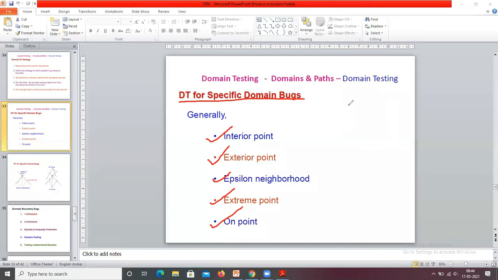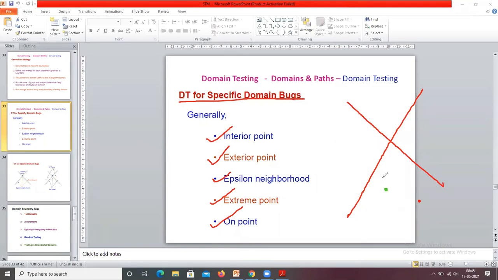Let us assume this is one domain, and this is another domain. In this, for the interior point, you are going to take one epsilon neighborhood. For example, this is the epsilon neighborhood. Now, these are the interior points.